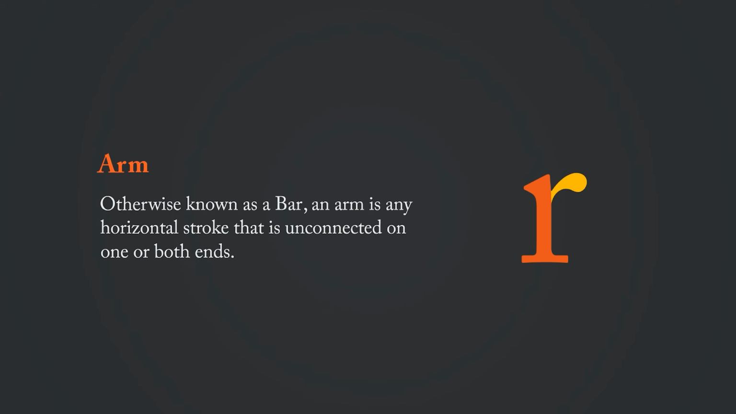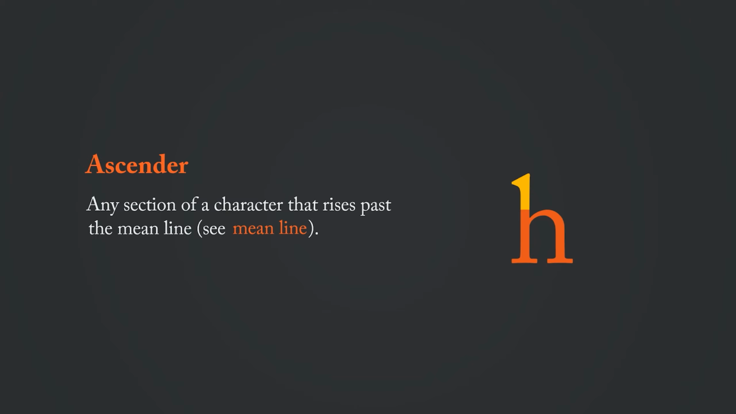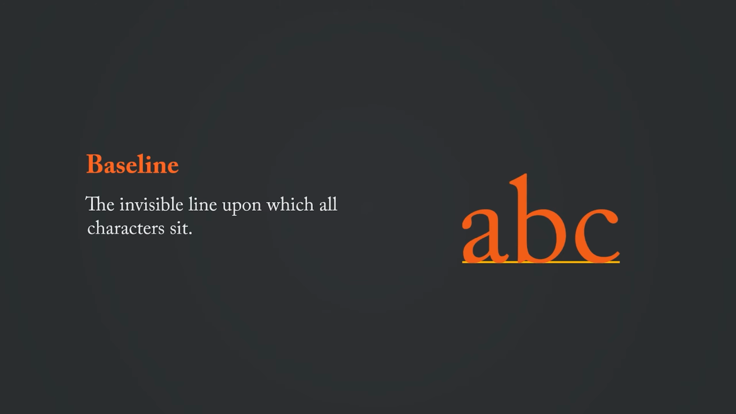An arm, otherwise known as a bar. An arm is any horizontal stroke that is unconnected on one or both ends. So for example, on a lowercase m, this would not be a bar because it's connected, whereas on an R, this would be a bar because it's open on one end. On a T, this would be a bar because it's open on both ends. An ascender, we already know this one. Any section of a character that rises past the mean line, and we already know what a mean line is as well. Baseline, we already know that one. The invisible line upon which all characters sit.